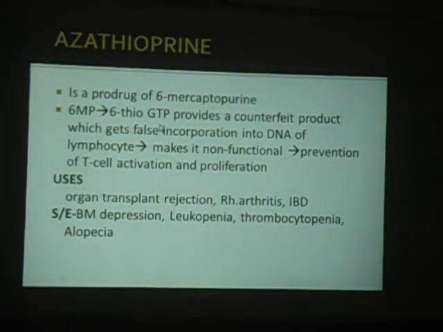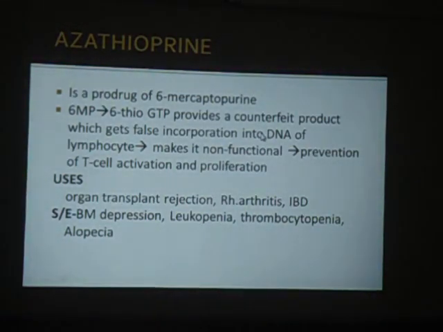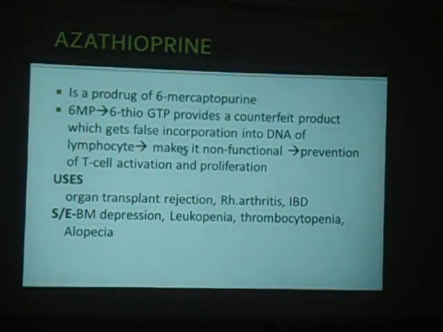Azathioprine, this drug is given in your nursing textbook from Padmaja Udaykumar. It is again a prominent anti-cancer drug. Just remember, it is a prodrug for 6-mercaptopurine. Again, 6-mercaptopurine is an anti-metabolite. It gets converted into 6-thio-GTP, which provides a counterfeit product that gets falsely incorporated into the DNA. GTP stands for guanosine triphosphate.